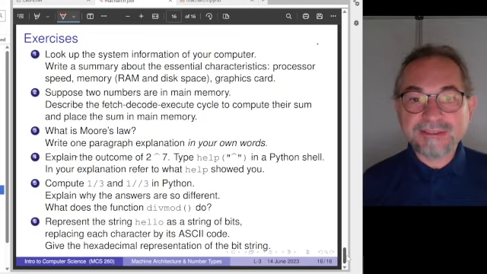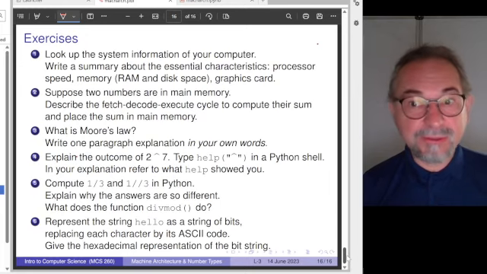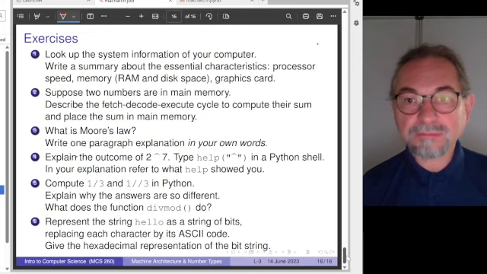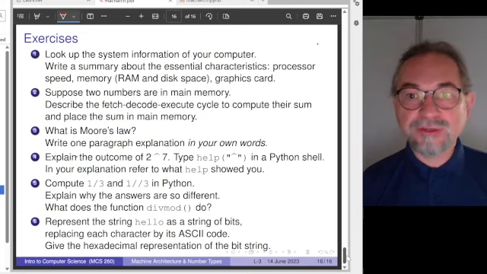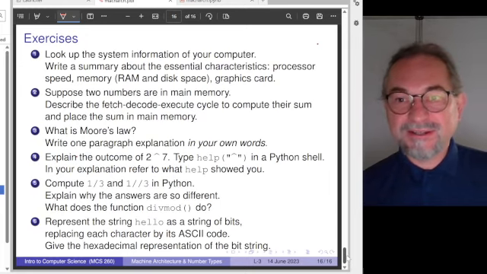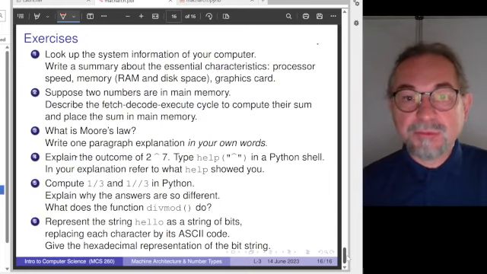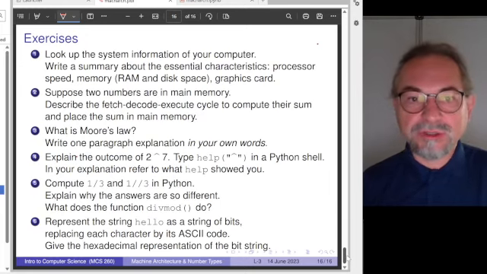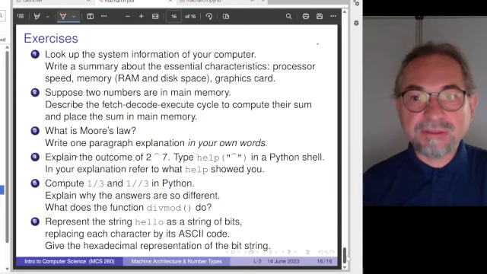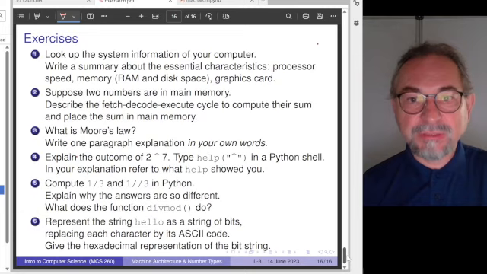For exercise 3, perhaps you know it already. What is Moore's law? Look it up if you do not know it. You can use ChatGPT or any search engine, but what is important here is that you don't copy and paste what Moore's law is. Write it in your own words. So what is important is that you can summarize things in your own words.